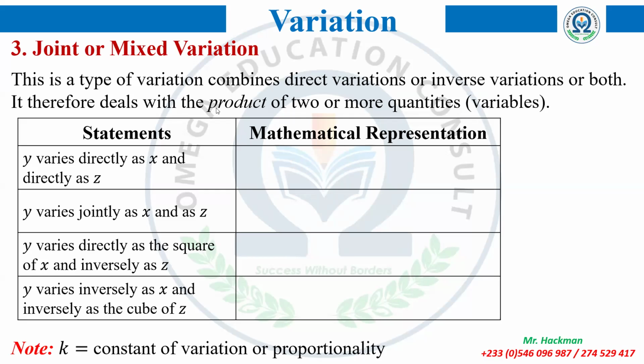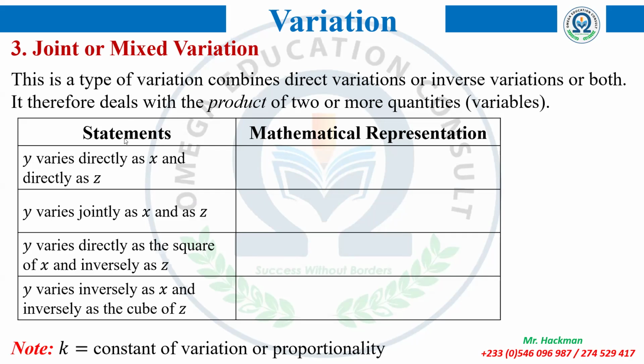It therefore deals with the product of 2 or more quantities. Remember I said the quantities basically will be represented by variables, or will be regarded as variables. So take note: when we are dealing with joint variation, you join your 2 or more variations with products. You use multiplication. That's why I said it deals with the product of 2 or more quantities. So for joint, we'll be multiplying our variables. We'll come to the partial one and we'll see the operation that will be involved.